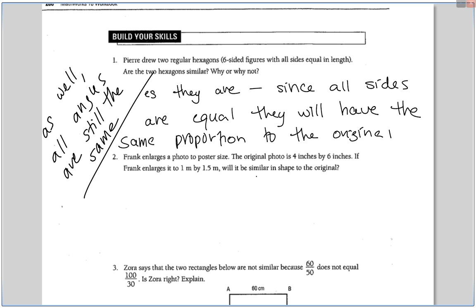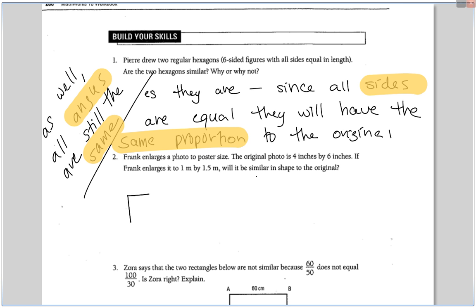So when you're trying to decide if two shapes are similar or not, you always just need to check that the sides are in the same proportion and that the angles are the same. So that's the check that you need to do. Number 2 here: Frank enlarges a photo to poster size. The original photo is 4 inches by 6 inches, so let's just sketch that.